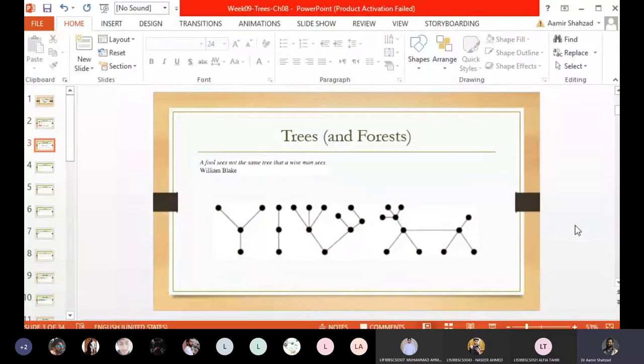Let's move on. Today we are going to discuss trees. Okay, this is quite interesting. "A fool sees not the same tree that a wise man sees." William Blake was a famous British English poet. He has very beautiful poems. I wish you would read them sometime.